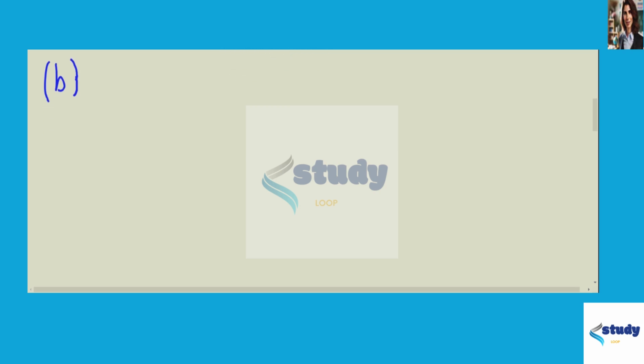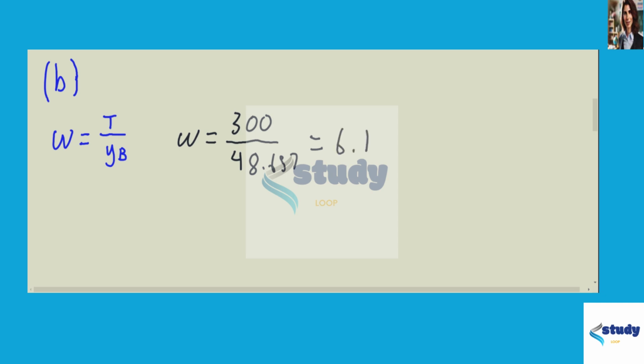So the weight per unit length of the cable can be found by taking the tension of the cable and dividing it by the length, y of B. And in the previous part, we've already calculated y of B, and we know what this maximum tension is, since it's given by the problem. So we can write that the weight per unit length is equal to 300 divided by y of B, and this will give us a weight per unit length of 6.1663 newtons per meter.